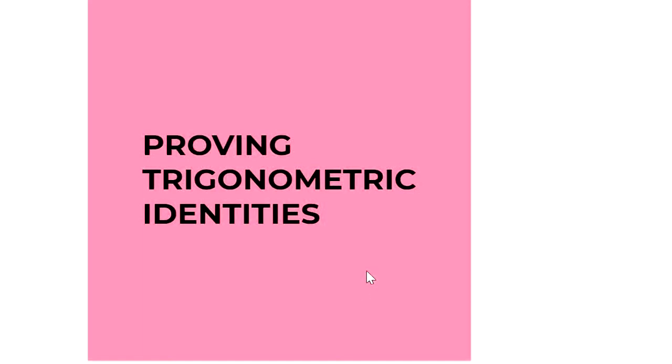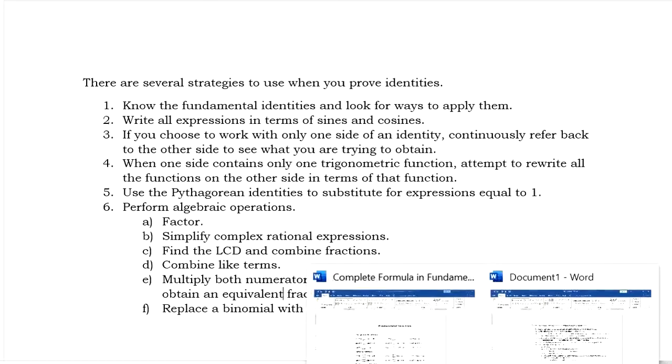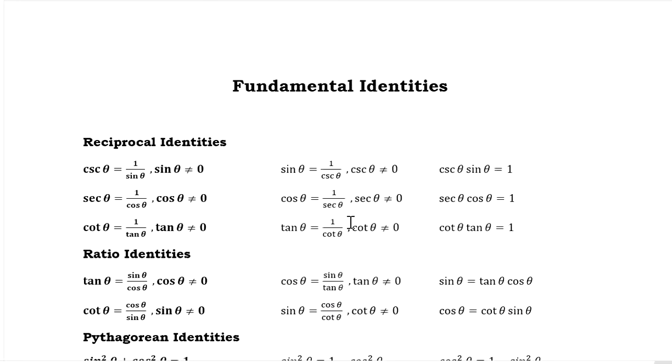Our video lesson is about proving trigonometric identities. Before we proceed with our examples, let's go over the several strategies that we need to use in proving identities. Number 1, know the fundamental identities and look for ways to apply them. Again, we need this one. We need the fundamental identities in proving identities.